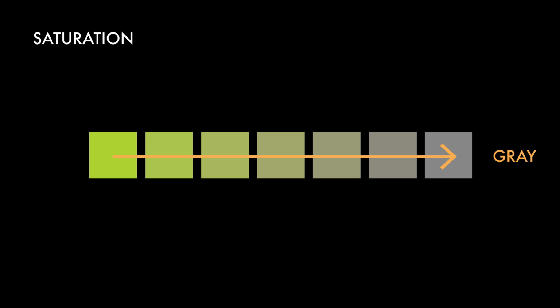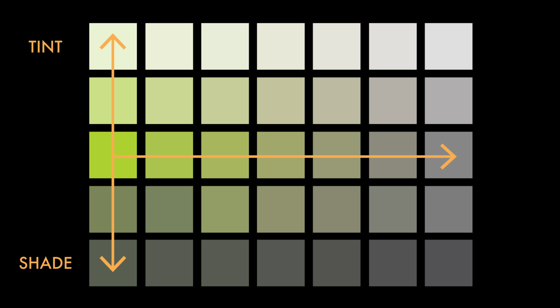If saturation is adding gray to the basic color, then lightness, the third term, tells us how much white or black is added to the original hue. Adding white is called tint, adding black is called shade. By adding black, white, and gray to it, we can create a whole series of tones for one single hue or color.